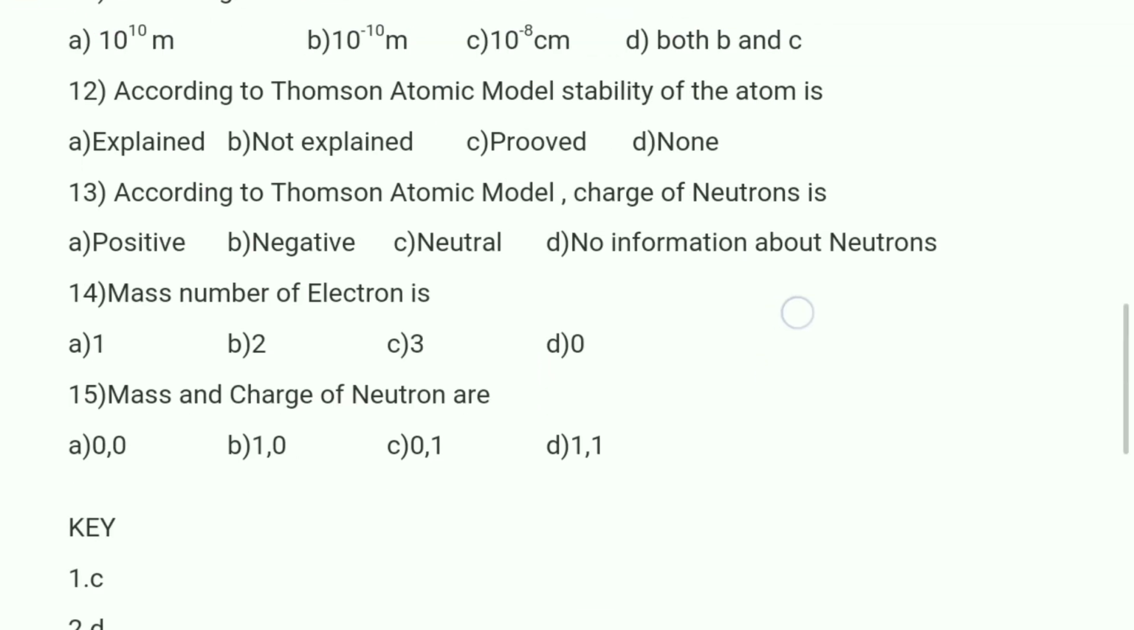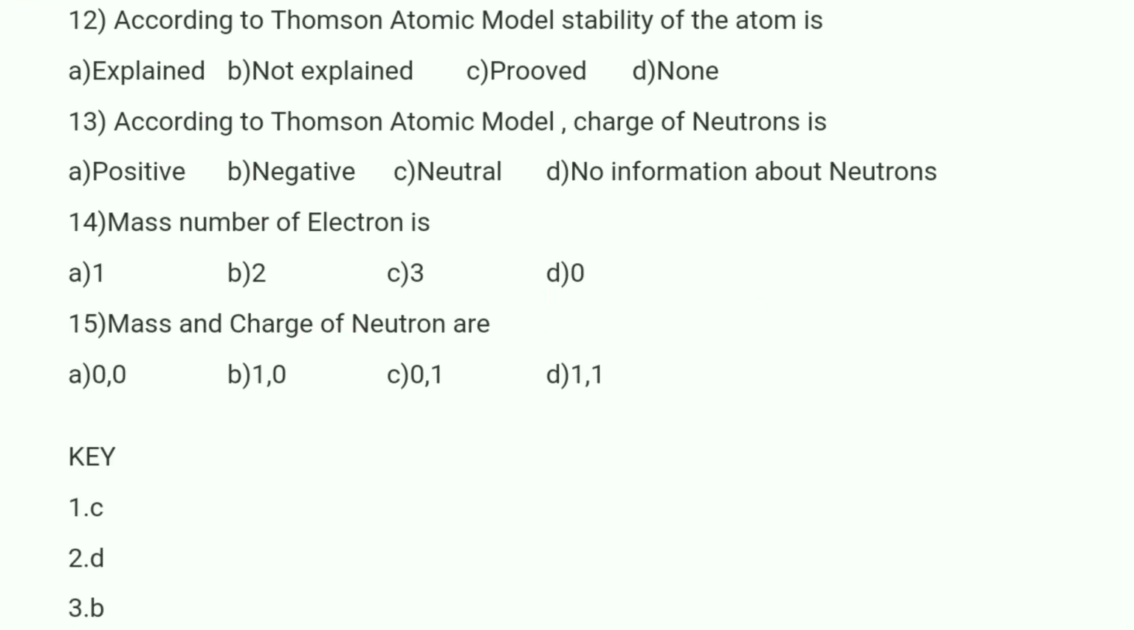And if you observe the 14th one, mass number of electron is. The mass of the electron is very negligible. There is a mass for electron, but it is very negligible, so we can consider it as 0. So mass number of electron is 0.